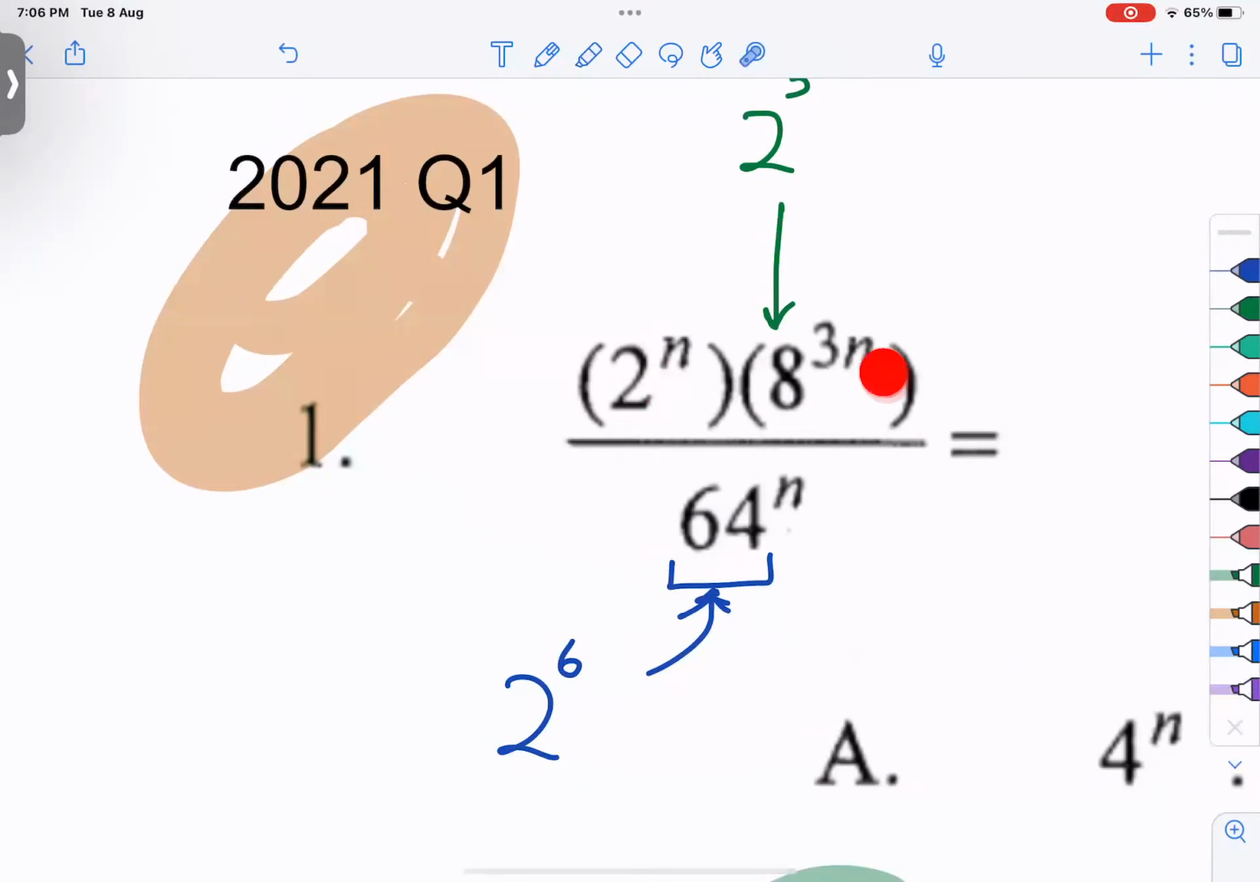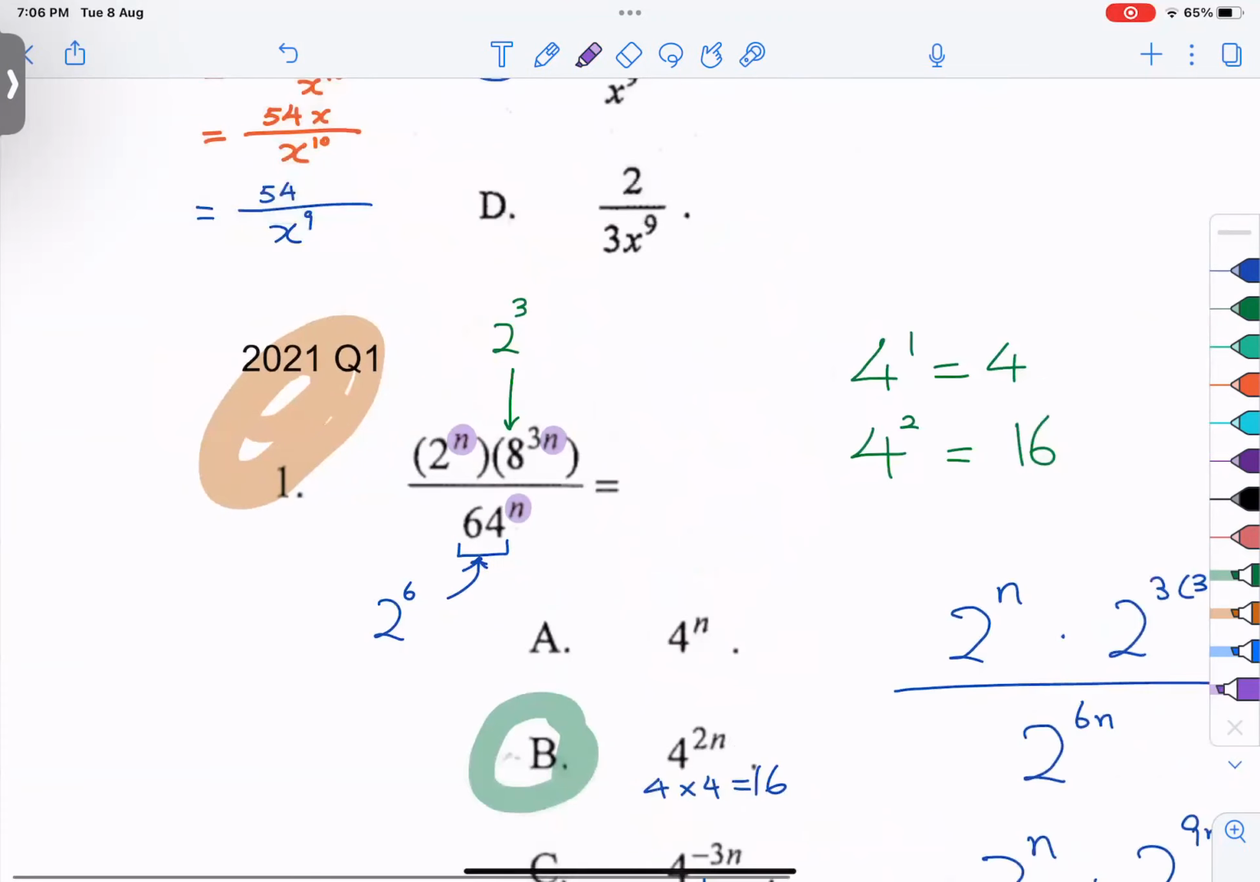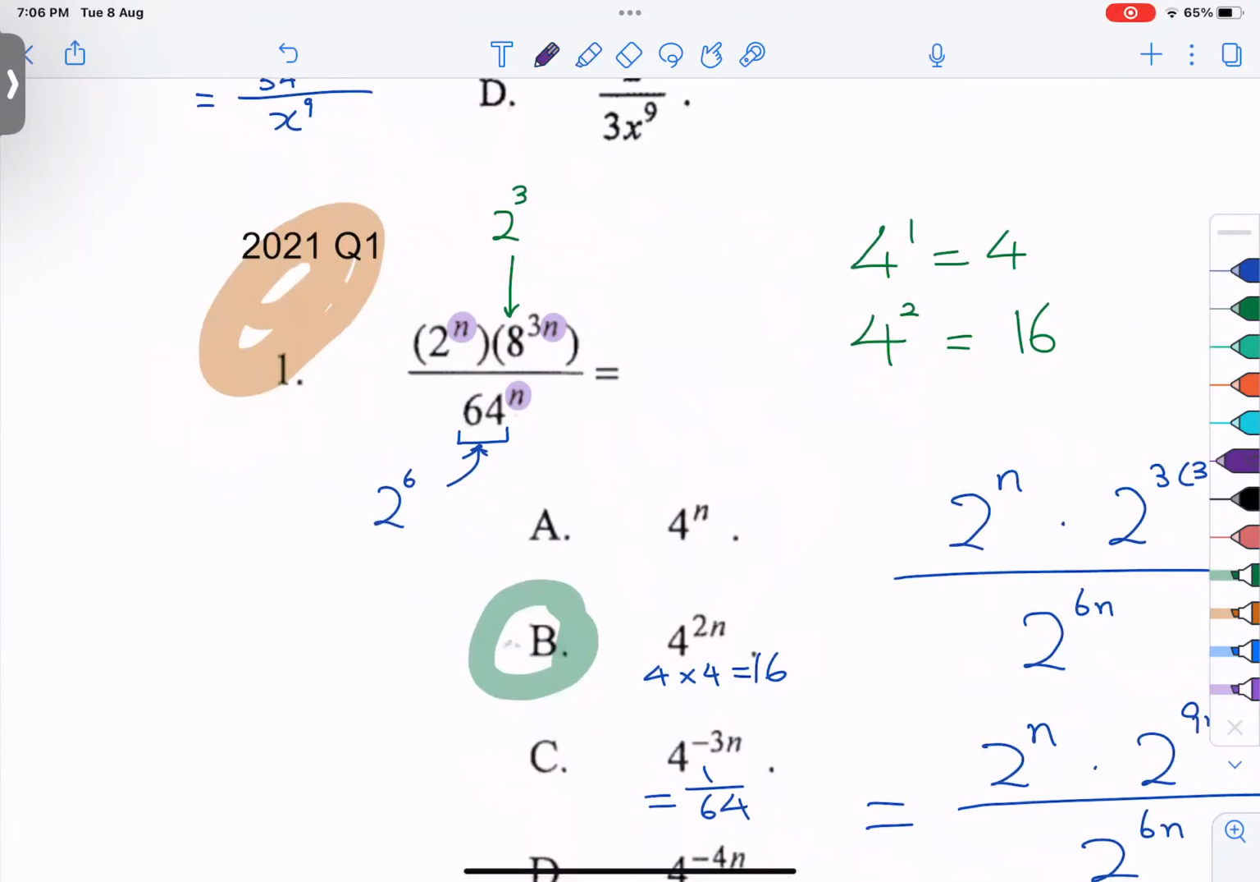In the question itself, is there anything that they all have? They all have an n. Yes, they all have the n. If they all have something the same, you can actually take that out. So just take n out. n is the power, just take it out. And everything left, just write it inside.